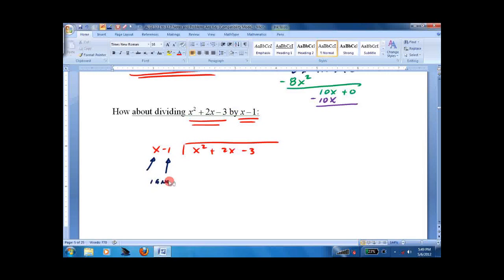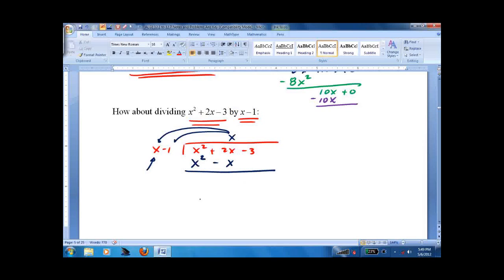Ignore the x initially. So just initially ignore it. We'll need it in a little bit. What times x is x squared? X. Multiply it by both. X times x, x squared. Great. First one matches up. We did it right. Second one just comes along for the ride.